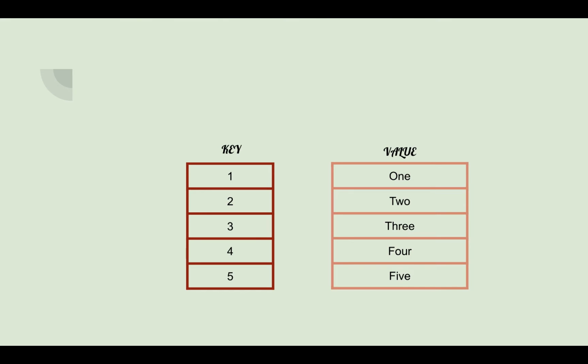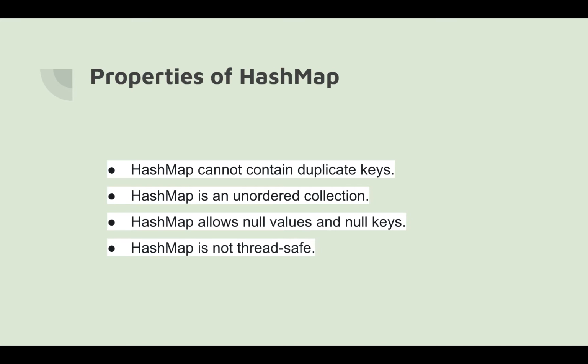So let's look into different properties of HashMap. HashMap cannot contain duplicate keys. HashMap is an unordered collection, so when you insert values into HashMap, they are not ordered. HashMap allows null values and null keys. So basically, you can give a null value as a key and a null value as a value in the key-value combination.